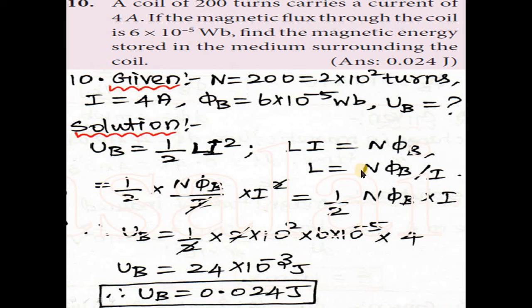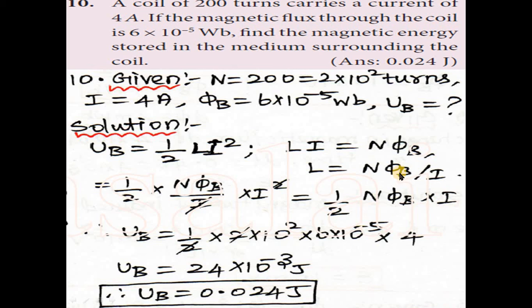What is the magnetic energy stored? UB is equal to question mark. UB is equal to 1 by 2 L I square. L I is equal to N into phi B. So L is equal to N phi B divided by I. This L value is substituted in the equation. We get 1 by 2 into L written as N phi B divided by I, into I square. One I cancels. The remaining term is 1 by 2 N phi B into I.